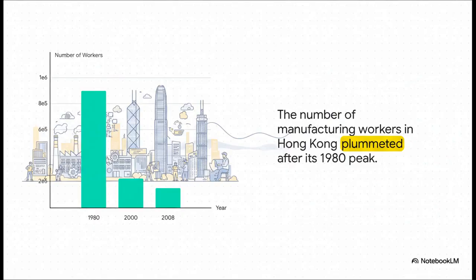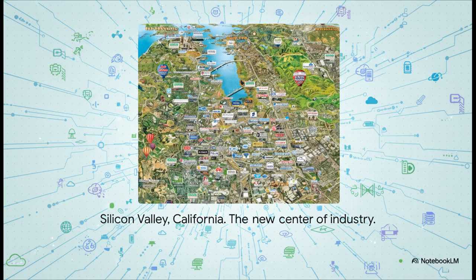Just look at this chart. From a peak of almost 900,000 manufacturing workers in 1980, the number in Hong Kong just plummets. This isn't just data on a screen. This is the story of a massive economic transformation. The old way was fading out, and something totally new is taking its place. And this is what took its place.